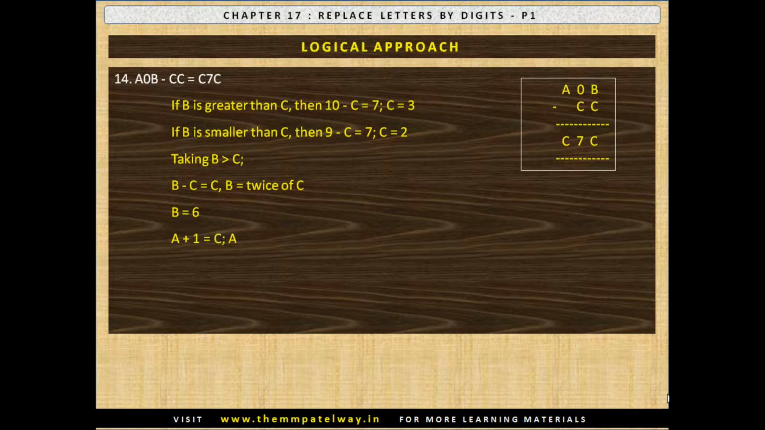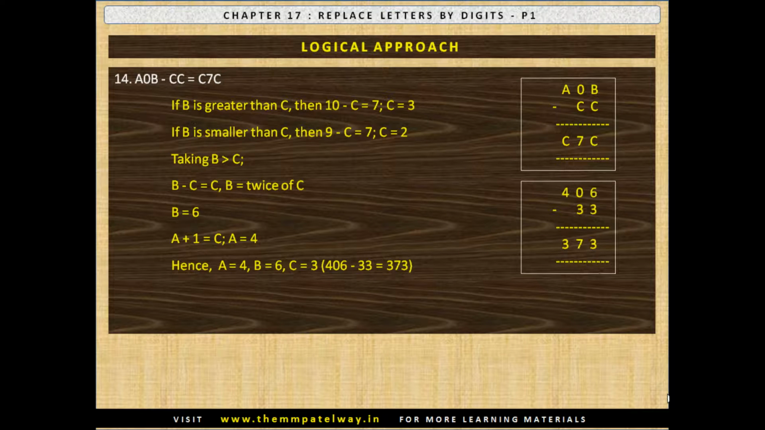Now A plus 1 equals C and A will be equal to 4. Hence A equals 4, B equals 6, C equals 3, that is 406 minus 33 equals 373. Now if we consider B as smaller than C, then C will be equal to 2, B will be equal to 4 and A will be equal to 3. These values do not give the desired result, and therefore we have only one answer.